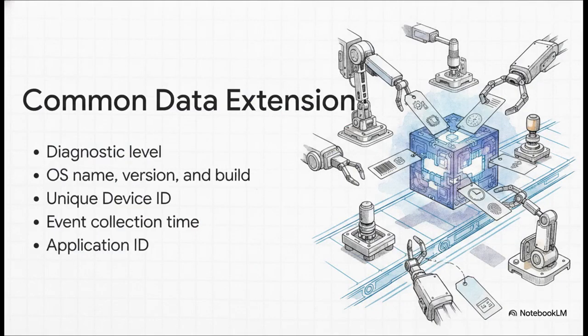And here's the kicker. Almost every single piece of that data sent back is wrapped in rich context. Every event generated includes what they call common data extensions. So whether the event is just a quick update check or a massive crash report, it gets tagged with your diagnostic level, your specific OS build, a unique device ID, the exact time it happened, and often a specific application ID. So the real significance of this telemetry isn't just the sheer volume of data, but the highly identifiable context that travels right along with it.